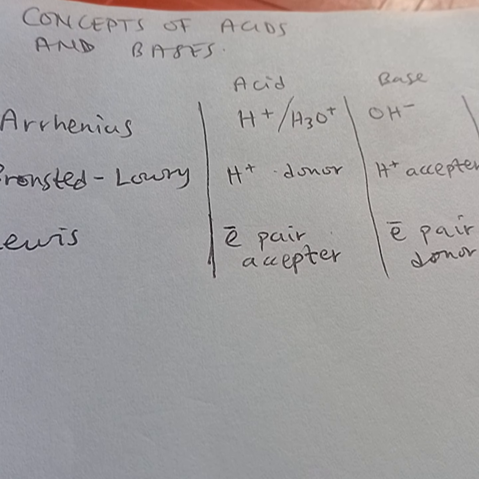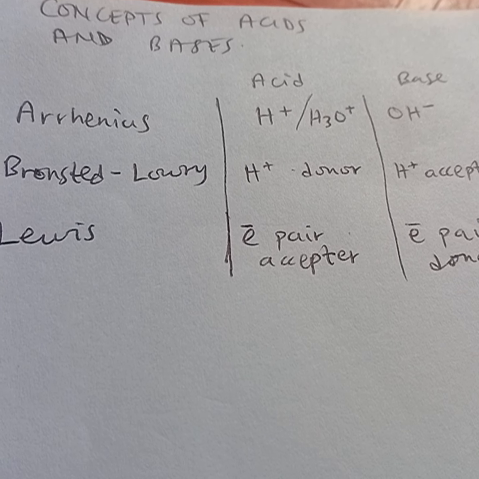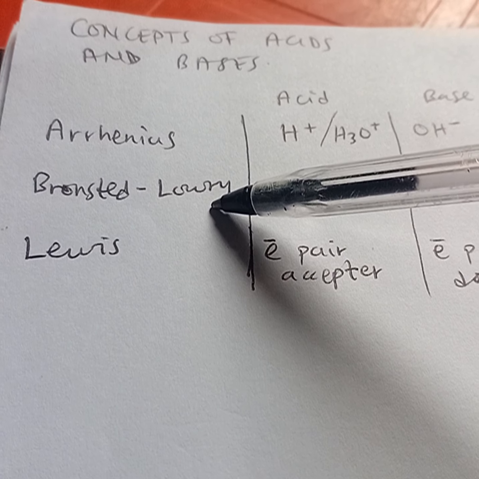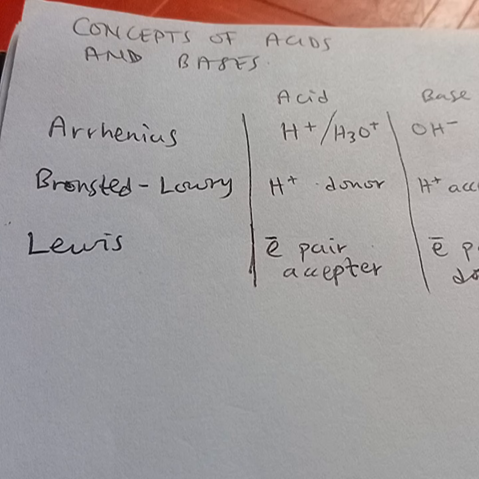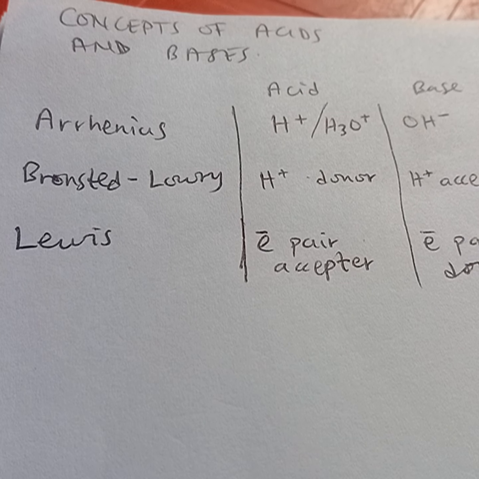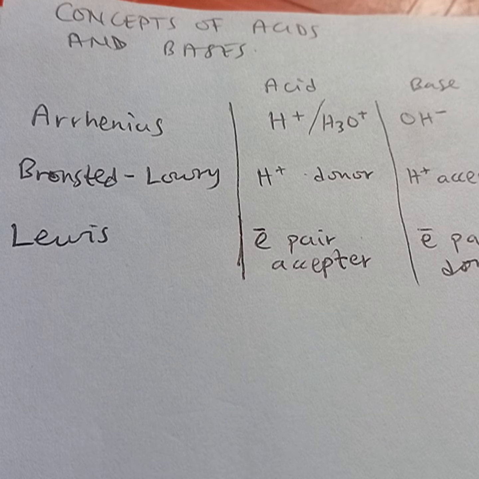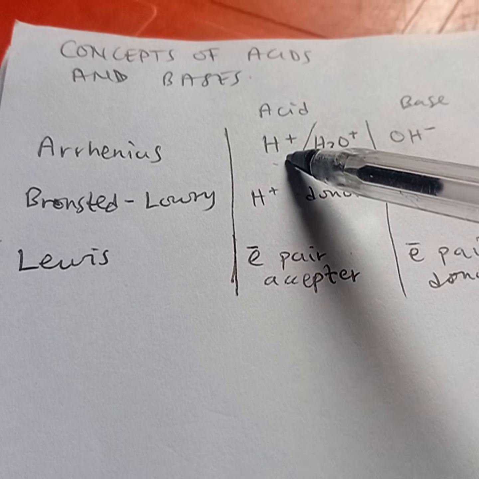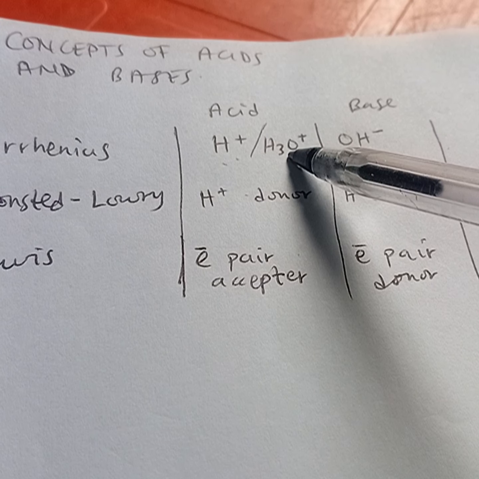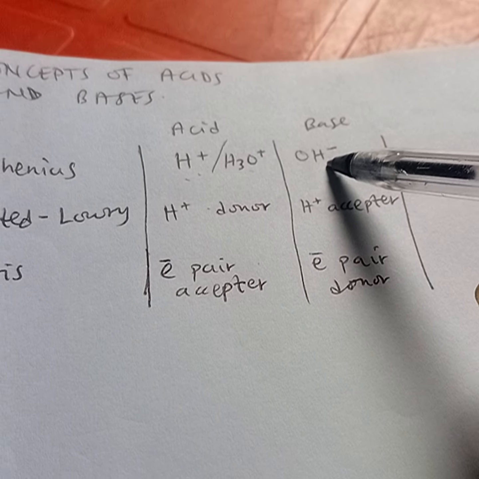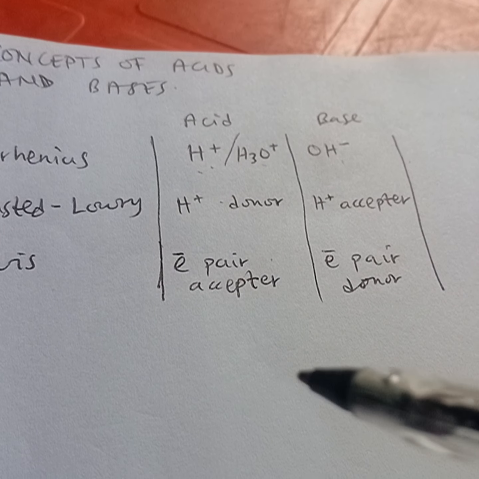Yeah, so we are looking at the concept of acids, bases, and salts. We have the Arrhenius concept, the Bronsted-Lowry concept, and the Lewis concept. So let's start with the Arrhenius concept. The Arrhenius concept is about putting a substance or a compound in water. If that substance or compound produces H plus ions or H3O plus ions, then it is an acid. But if it produces OH minus ions, then it is a base.